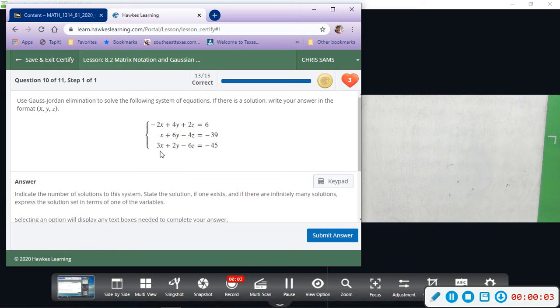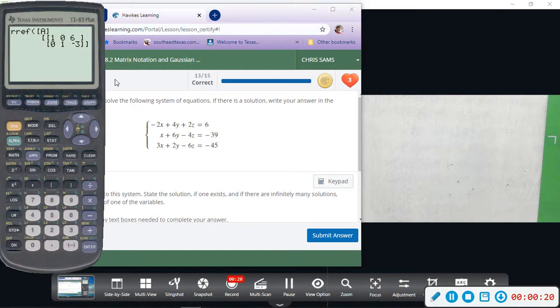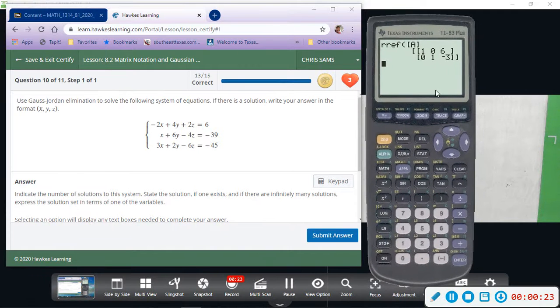All right, number 10, we have a 3 by 4 matrix. So I'm going to do this in the calculator first, and then I'm going to do it by hand. It's going to take some time, so bear with me, and then we'll see that they match. I like using the calculator. It's kind of like a check because there's so many steps. It's really easy to make a mistake or get lost.